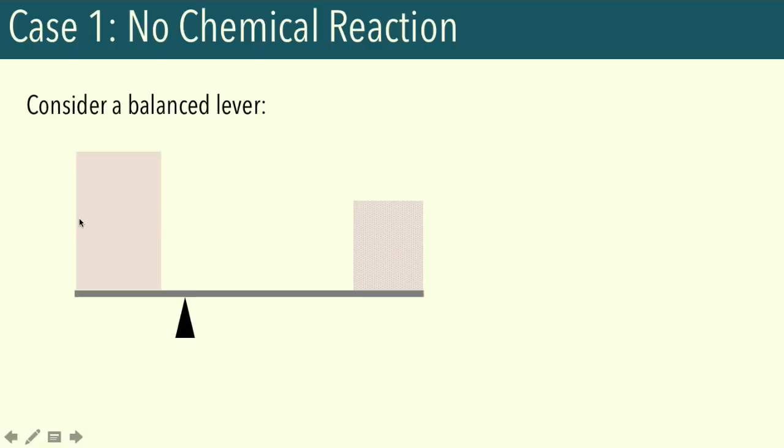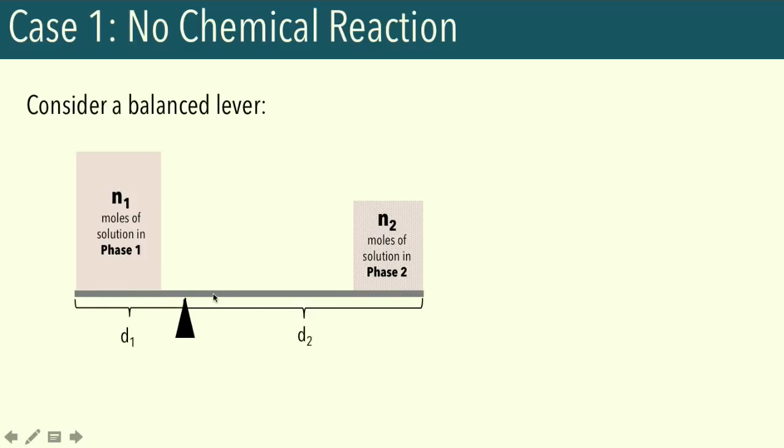In the application of our lever to our system, the masses on the lever can correspond to the mass or moles of the solution in one phase and the moles of the solution in another phase. So we have N1 here and N2 over here. Let's also label the corresponding distances of the weights from the pivot point of the lever. We have D1 here and D2 over here. The relationship between the number of moles of each weight and the distance on the balance lever will be given as N1 times D1 is equal to N2 times D2.